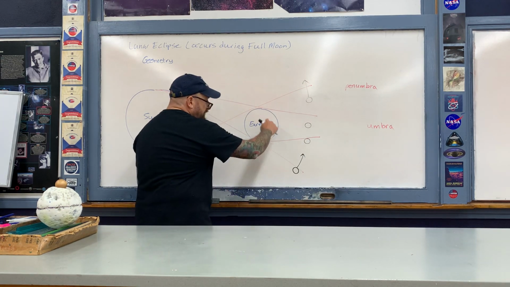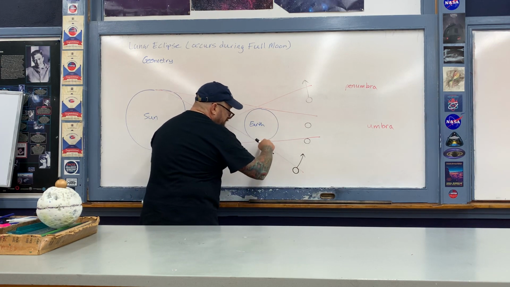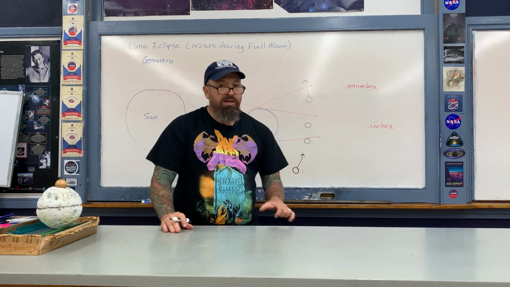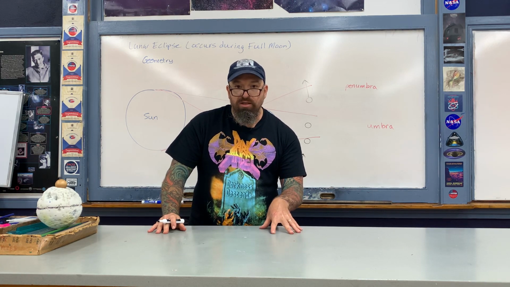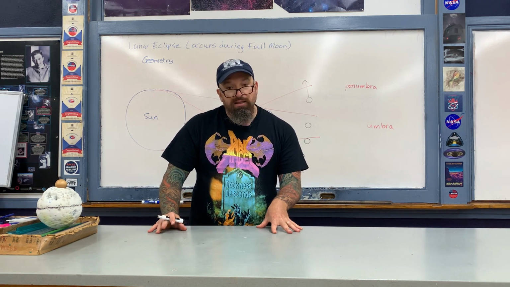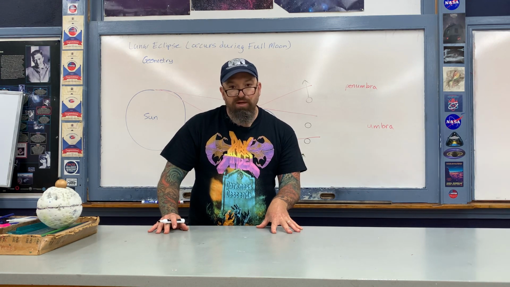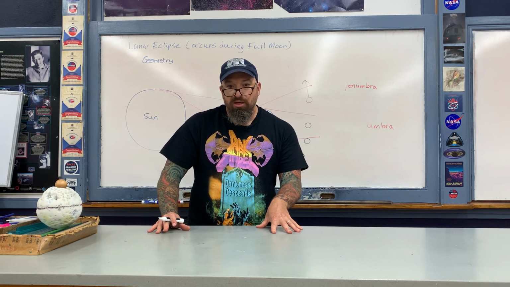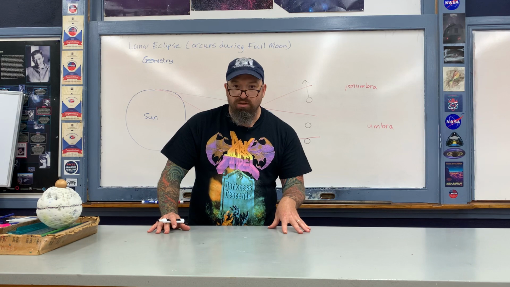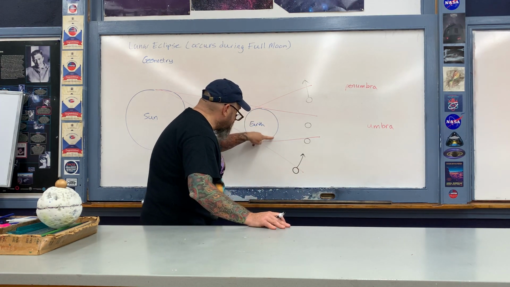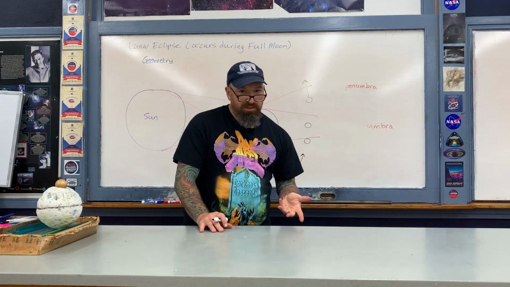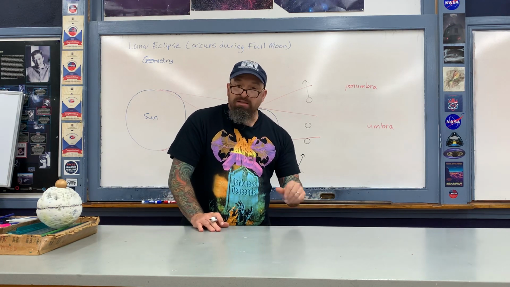Notice that everybody on the night side of the Earth will be able to see the lunar eclipse. So because of this, it seems like lunar eclipses are more common than solar eclipses, but they're not. They actually occur at about the same frequency as solar eclipses do. It's just that a large portion of the Earth can see the lunar eclipse. You just basically have to be on the night side of the Earth in order to be able to see it. Okay, that's the lunar eclipse.